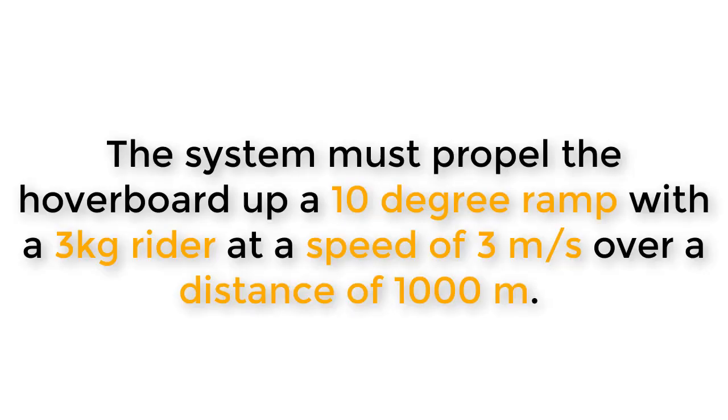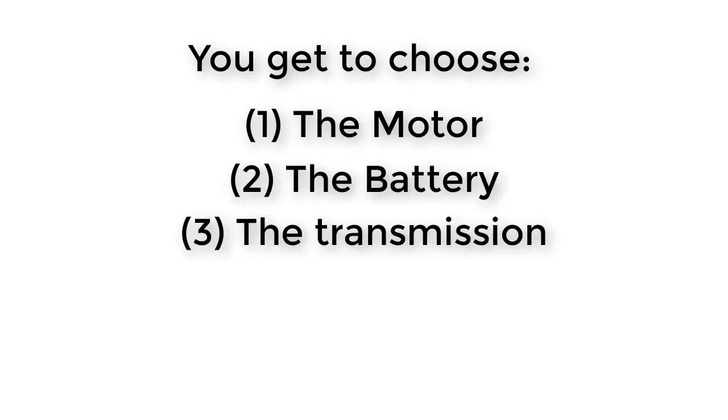Your company has created 4 target performance specifications as follows. The system must propel the hoverboard up a 10-degree smooth concrete ramp while loaded with a 3-kilogram rider at a speed of 3 meters per second for 1,000 meters. You need to choose 3 things: the motor, the battery, and the transmission and transmission ratio.